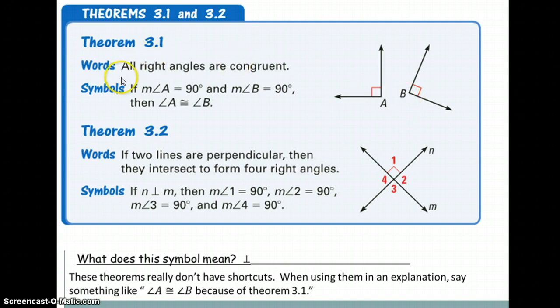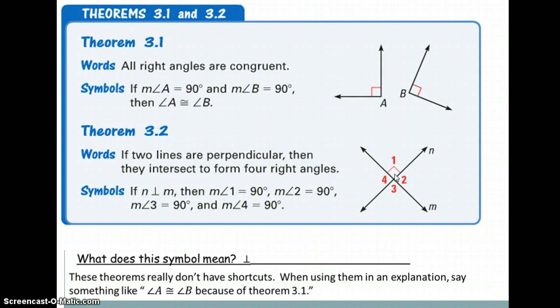So theorem 3.1 says all right angles are congruent because they all equal 90 degrees. So there's your symbols. The measure of angle A equals 90 and the measure of angle B equals 90, then they're congruent. Theorem 3.2 talks about perpendicular lines. So if two lines are perpendicular, then they intersect to form four right angles.